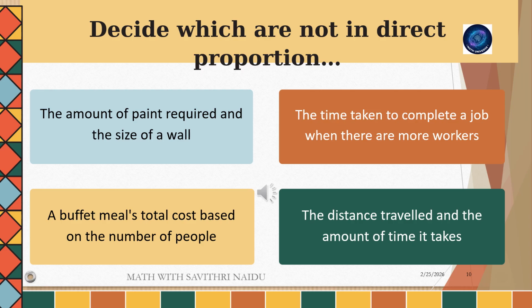Decide which one of the following is not in direct proportion. Among the situations shown, identify which pairs of quantities increase or decrease together. Those represent direct proportion. For example, the time taken to complete a job when there are more workers. As people increase, the time taken decreases, which means they are not directly proportional.